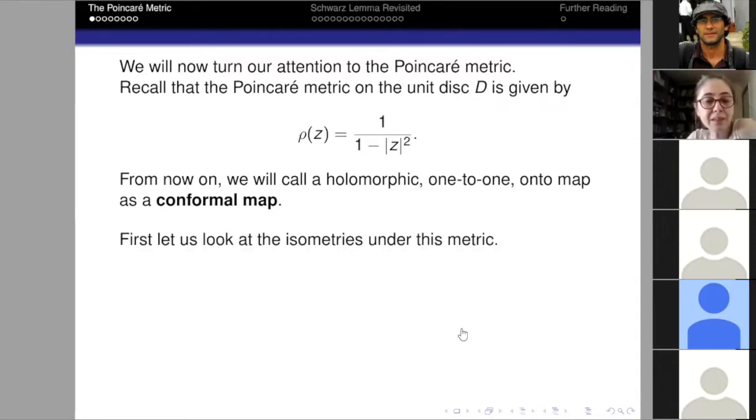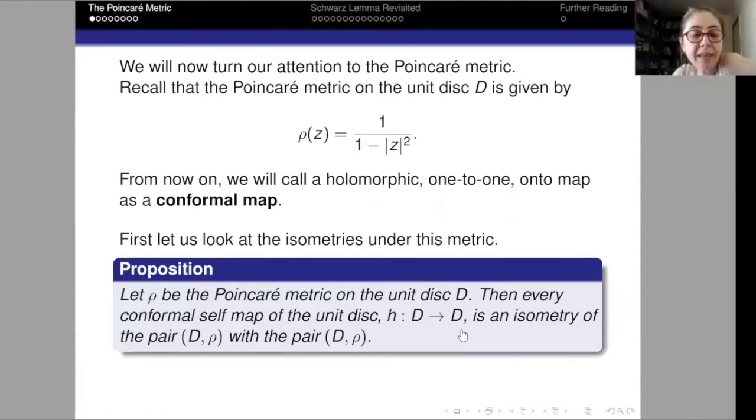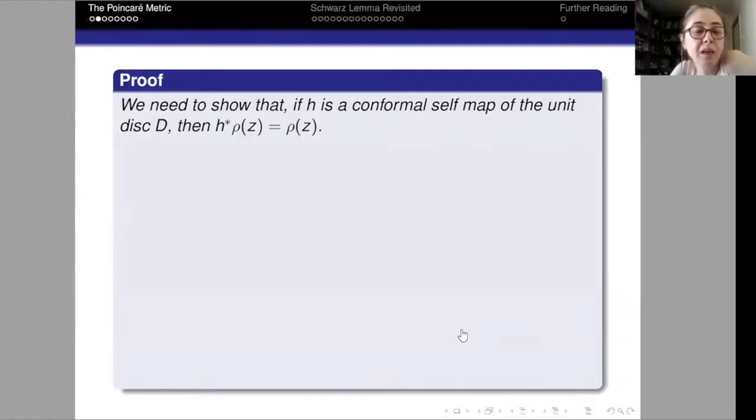First, I want to look at the isometries under this Poincaré metric. We have a proposition. We take the Poincaré metric on the unit disk D. Then every conformal self-map of the unit disk is an isometry of the unit disk with the Poincaré metric with itself. So this means that conformal self-maps of the unit disk preserve distance under the Poincaré metric. This is something important. So let's look at how we can prove this.